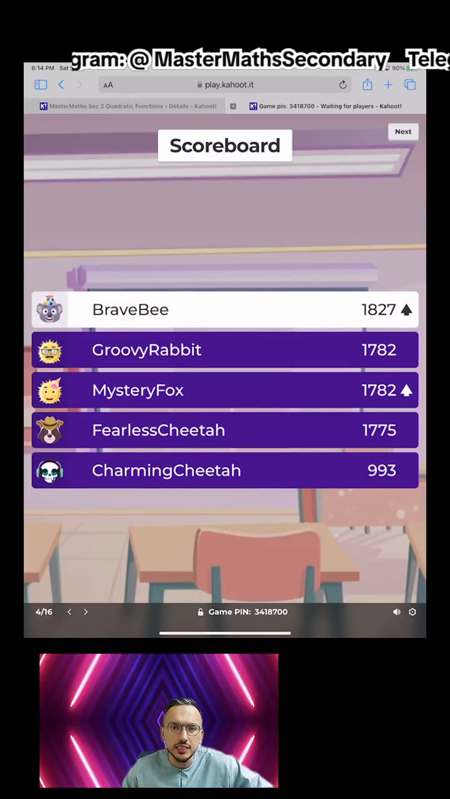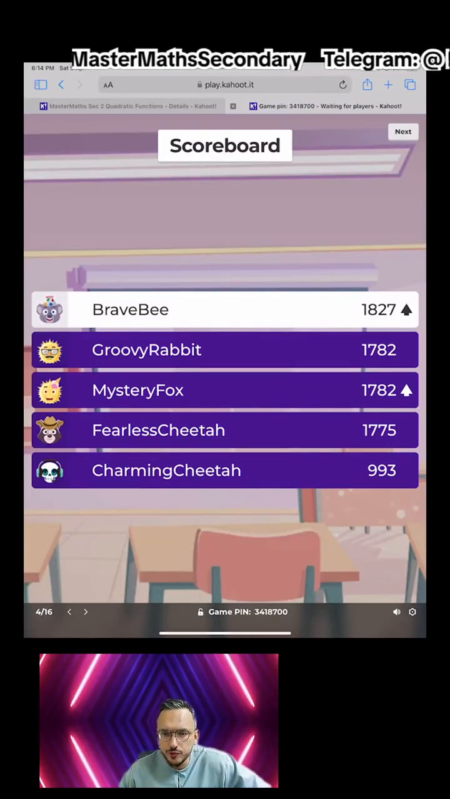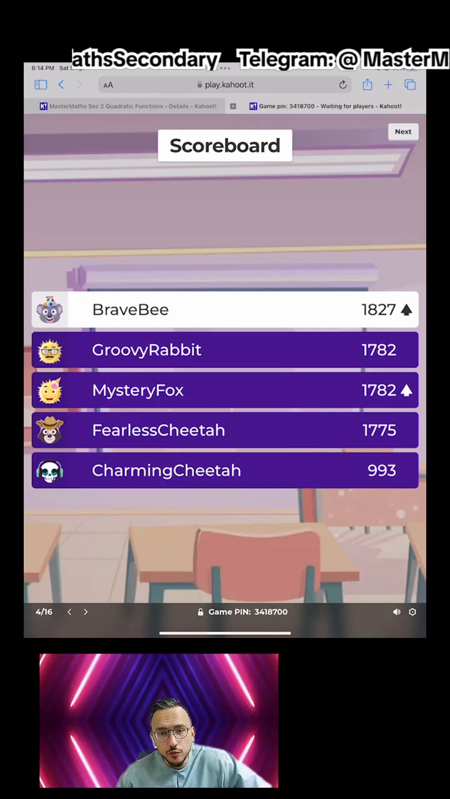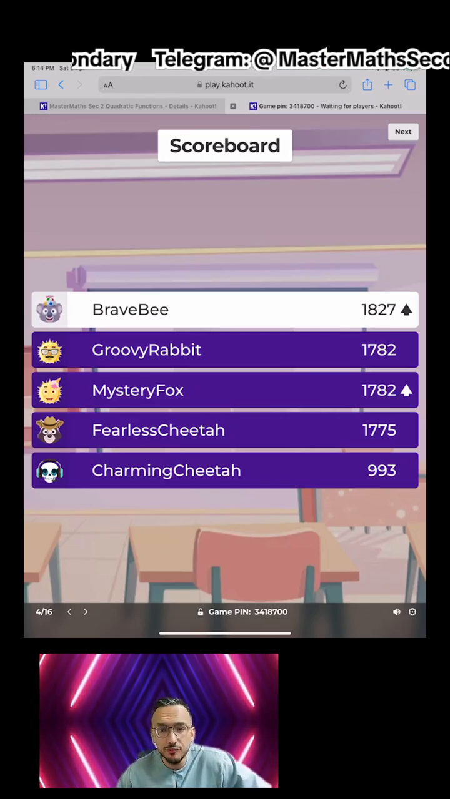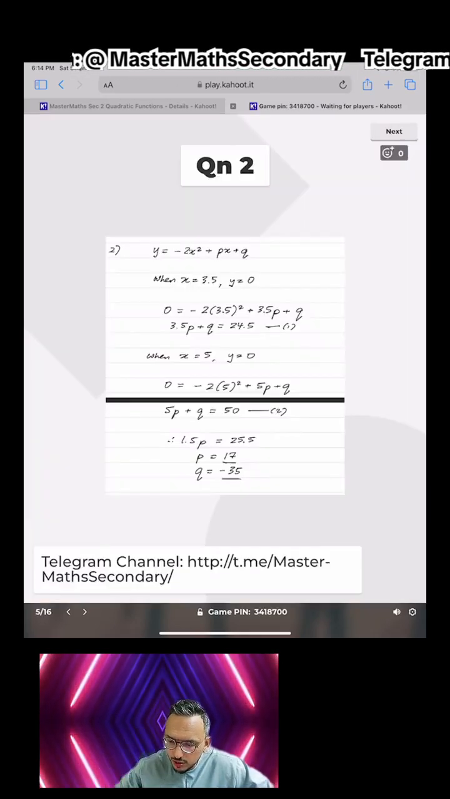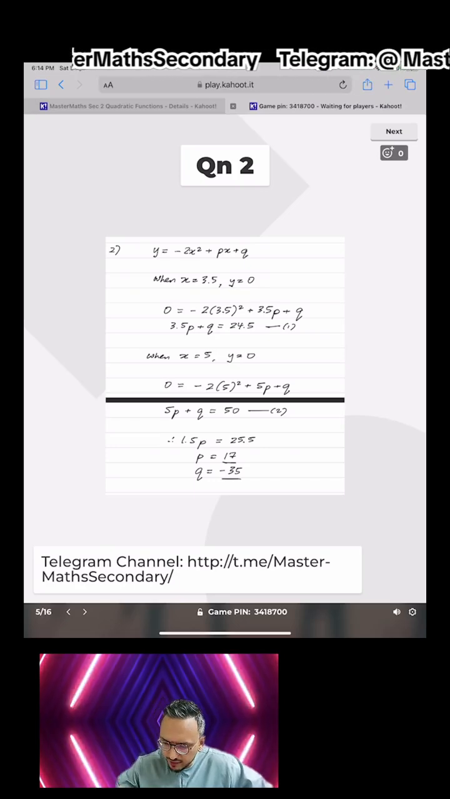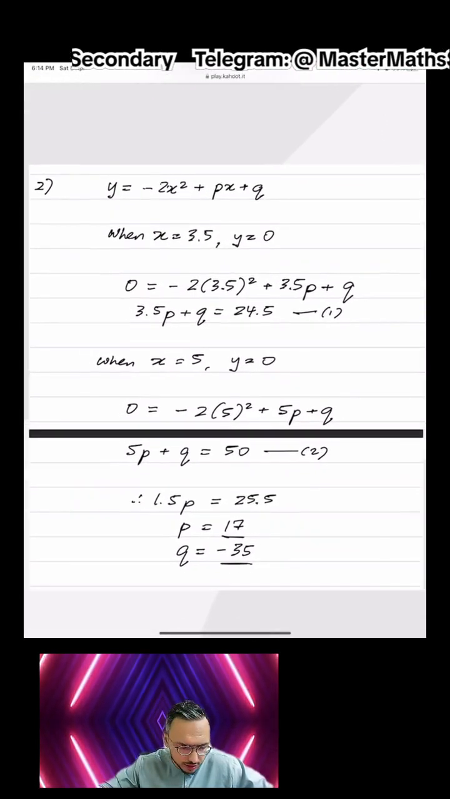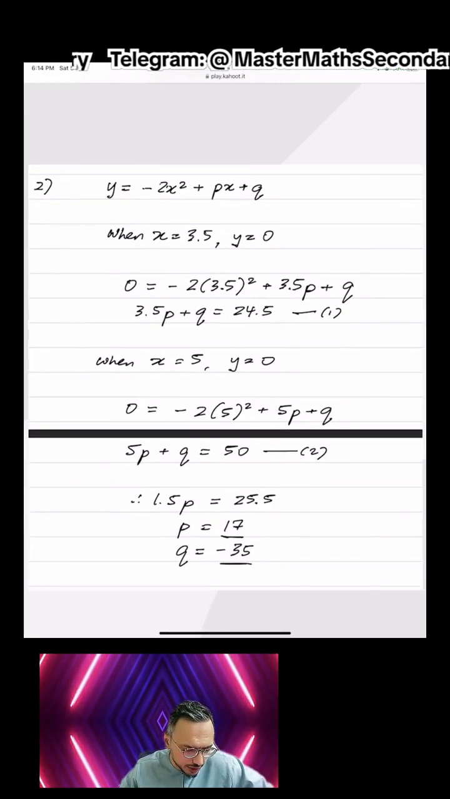Brave B. The bee is very brave. Speaking of bees, do you all eat honey? You all have to eat honey. Honey makes your brain powerful. It's a very nutritious food to eat.